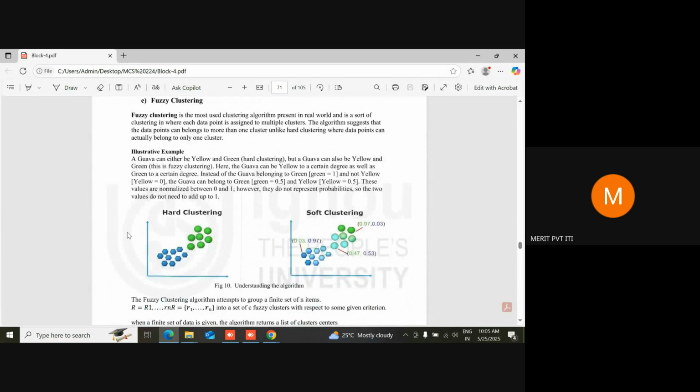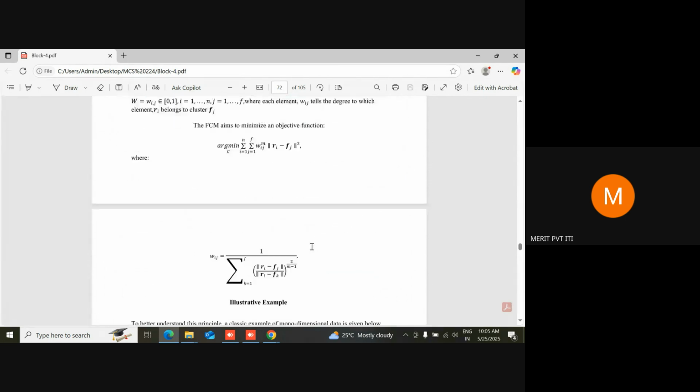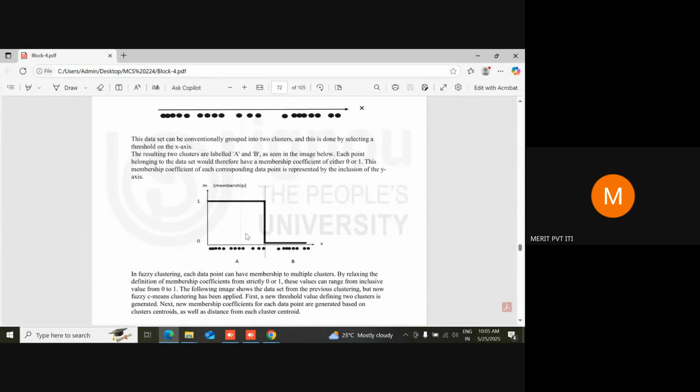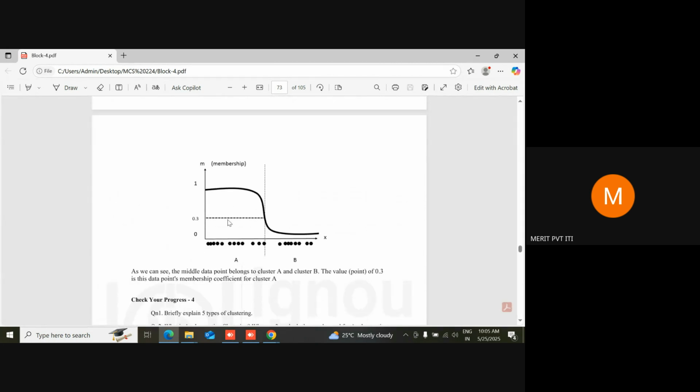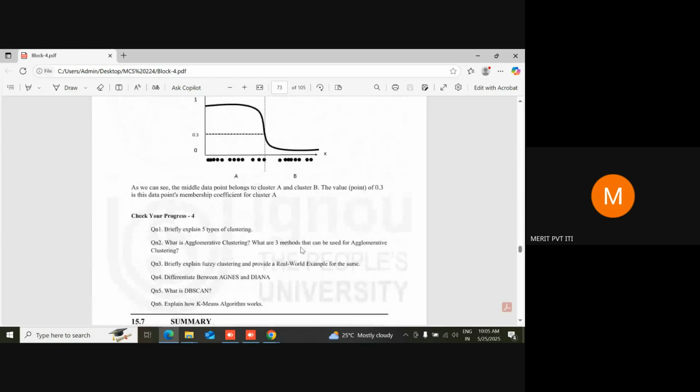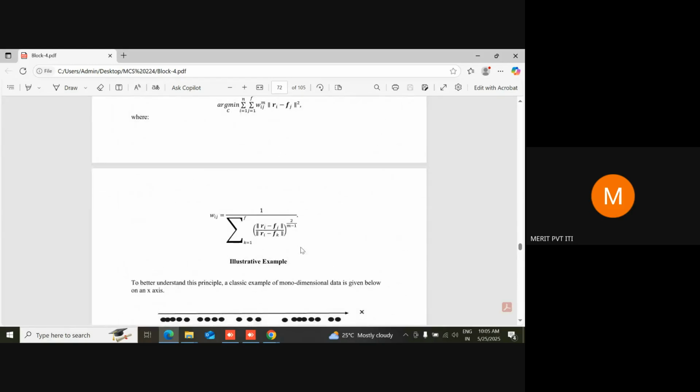These are the hard cluster and soft cluster. These are the big ones, changed to this form. So these are the various cluster definitions.